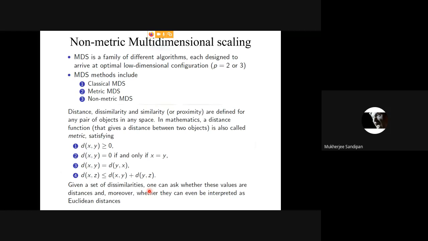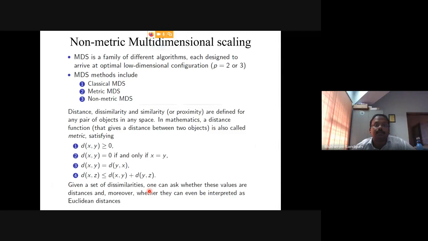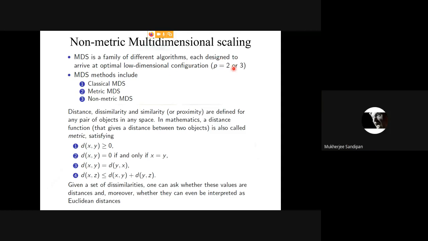Now, just briefly, I tried to not put much mathematics in it, but MDS, multidimensional scaling, is a family of different algorithms, each designed to arrive at an optimal low dimensional configuration. When your dimension is 2 or 3, we call it a low dimension. But if it is more than 3, it is very hard to visualize. You cannot simply see the variation of the data within 4-dimensional space. It's easier to visualize the data on a 2 or 3-dimensional space. Typically, MDS can be of 2 types: classical MDS and metric or non-metric MDS.